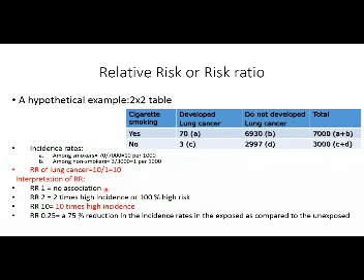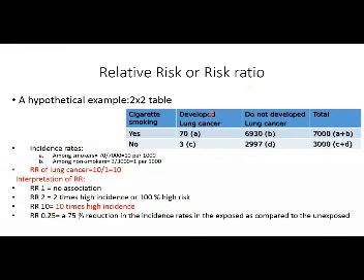Relative risk of 1 means no association, 2 means 2 times higher incidence or 100% high risk, and 10 means 10 times higher risk. If the relative risk is less than 1, say this is 0.25, then there is a 75% reduction in the incidence rate in the exposed as compared to the unexposed.